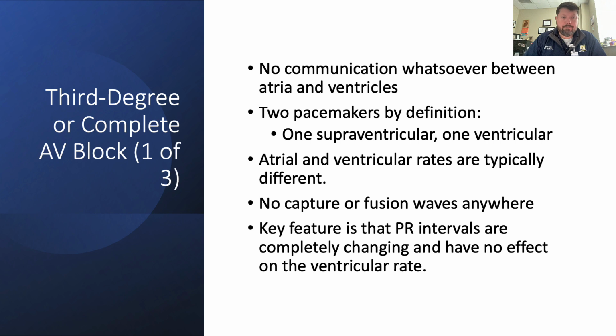creating a pacemaker. Atrial and ventricular rates are typically very different in this because atrial rates are going to be much higher. You won't have any type of capture or fusion waves anywhere. The key features are that PR intervals are completely changing and have no effect on the ventricular rate. And in reality, there is no PR interval because the P wave is doing its own thing and the QRS is doing its own thing.